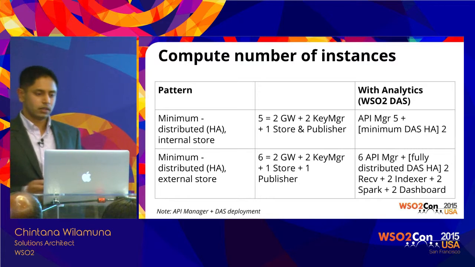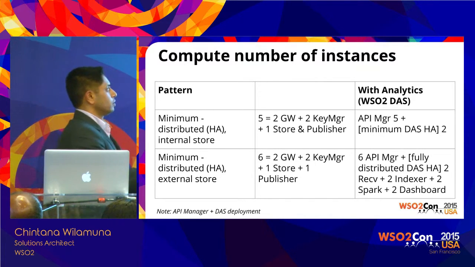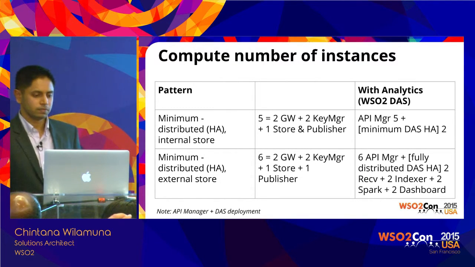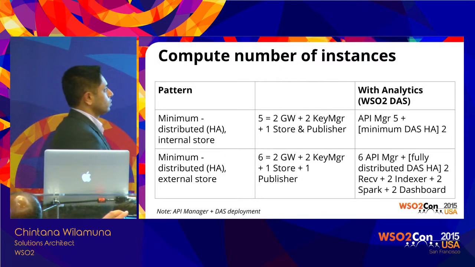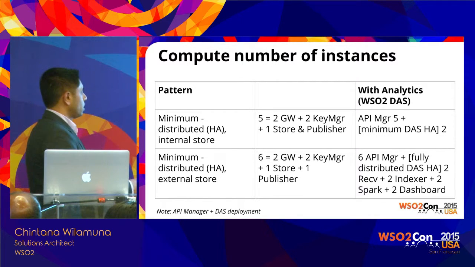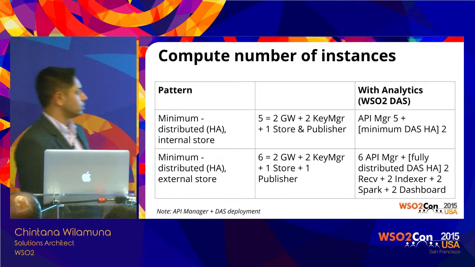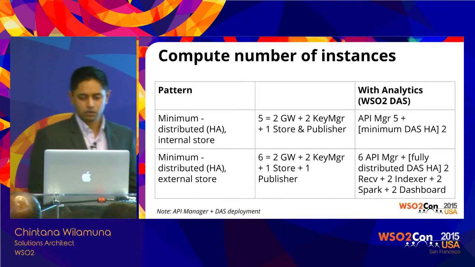So if we incorporate DAS to do analytics, then for a minimum deployment we need 2 DAS nodes. So altogether 7: API Manager 5 plus 2 DAS instances. So that is the minimum number for a distributed deployment with external store. Then we have an additional node that's separate, handling the store, and one publisher node.